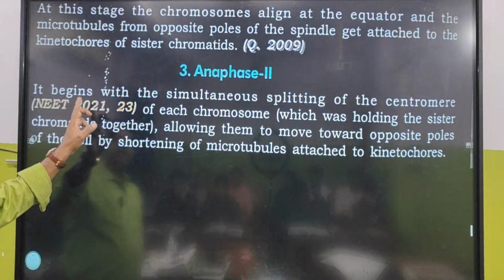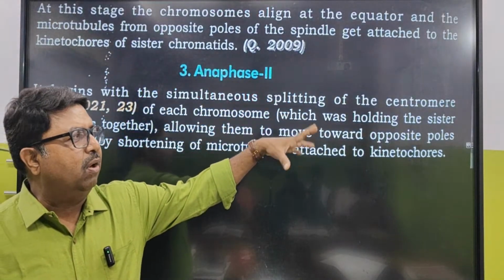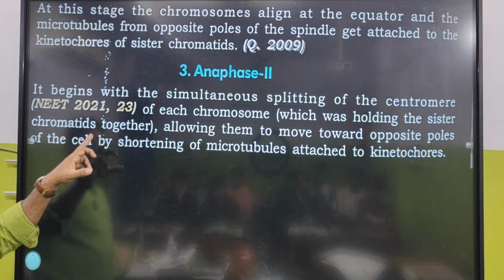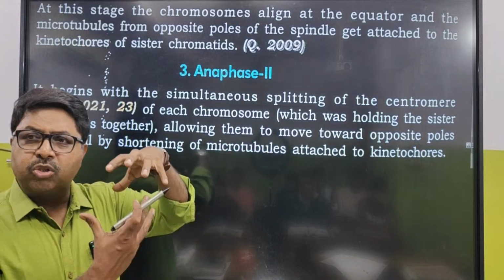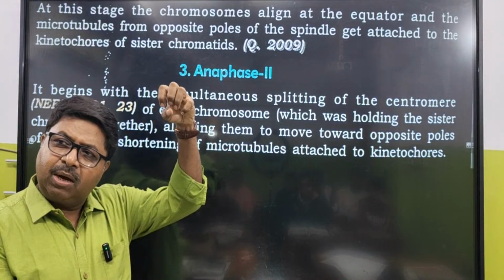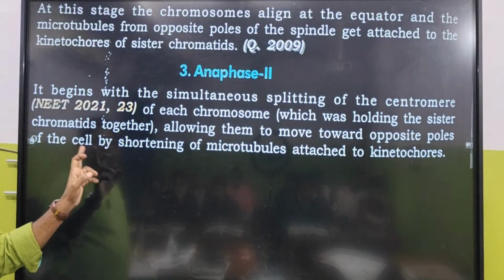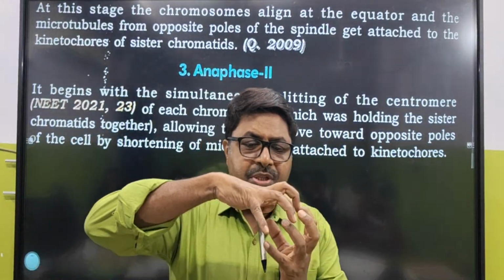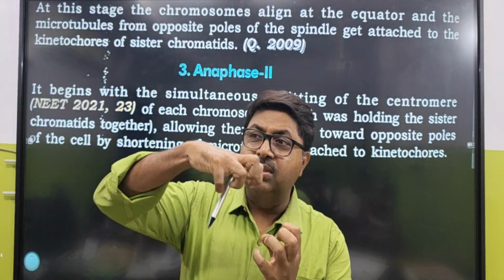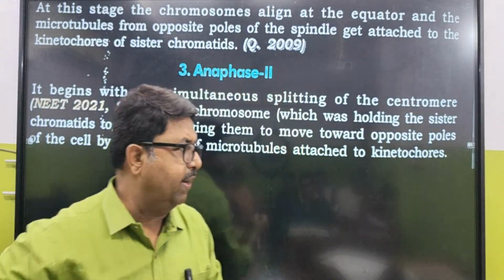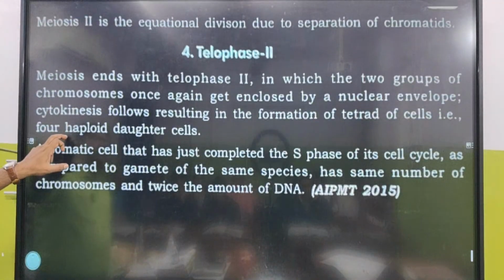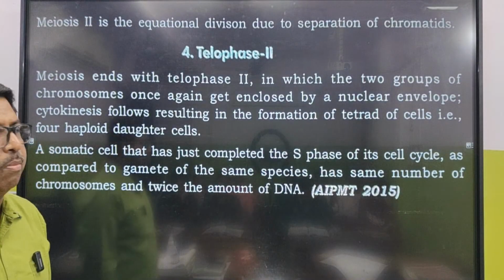What will happen in anaphase 2? It begins with the simultaneous splitting of the centromere of each chromosome, which was holding the sister chromatids together, allowing them to move towards opposite poles. So it will pull these two towards opposite poles of the cell by shortening of microtubules attached to the kinetochores. The more the microtubules shorten, it is going to go towards the pole, fine. Meiosis II is the equational division due to the separation of chromatids.